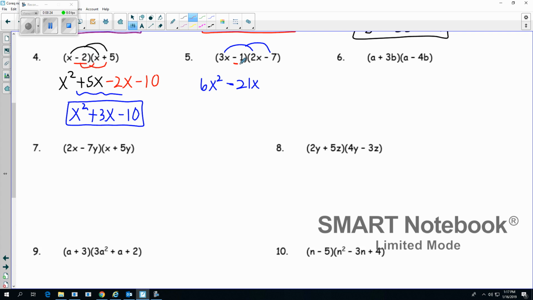Then here, let's see, we get negative 1 times 2x. That's easy. That'll just be minus 2x. And then negative 1 times a minus 7, so double negative, so that's going to be a plus 7. So then we'll go ahead and simplify or combine those like terms in the middle. So we end up with 6x squared minus 23x and then plus 7.